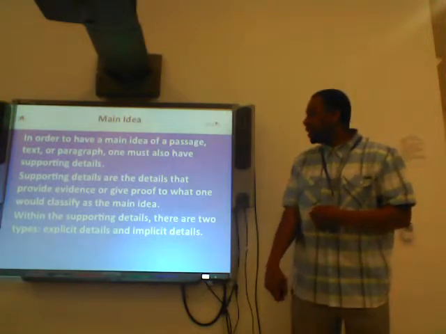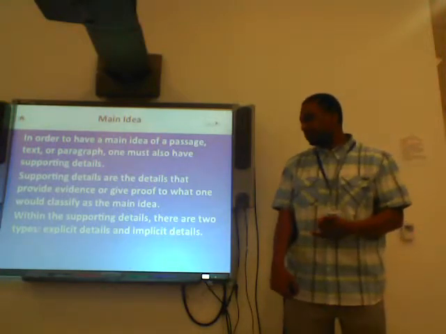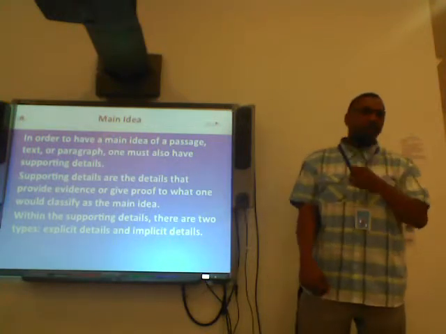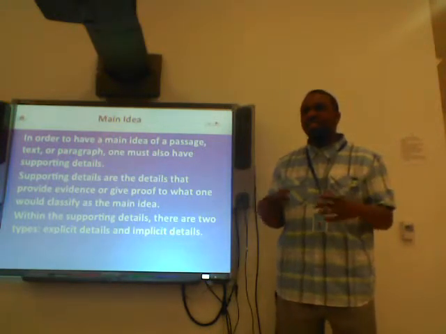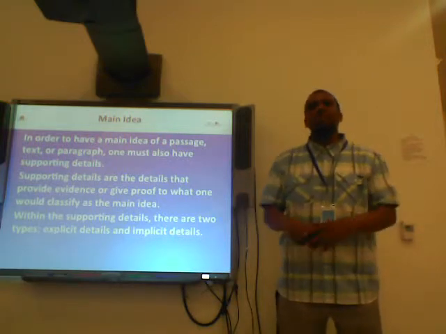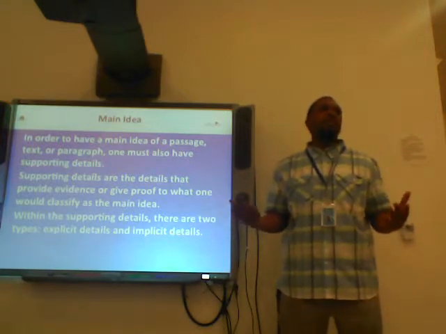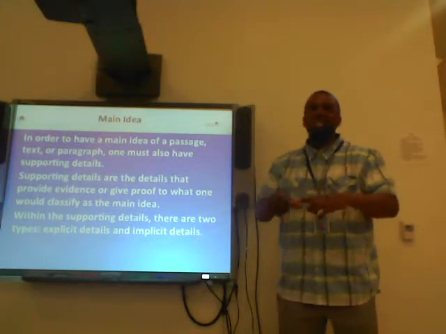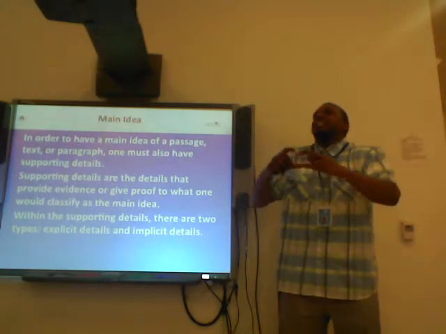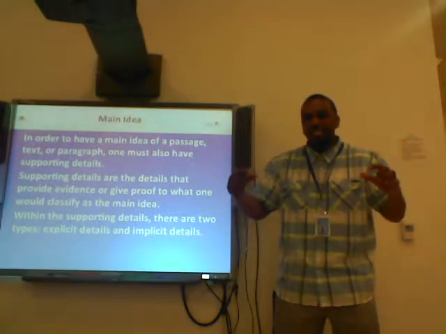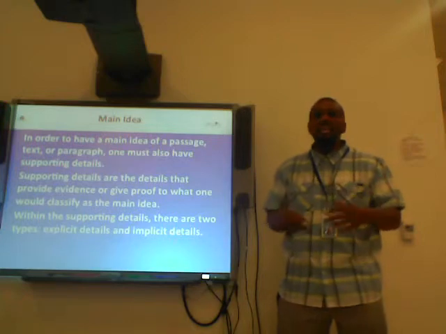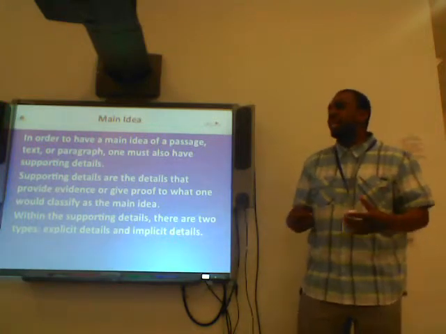So it says within the supporting details, there are two types: explicit and implicit. Now, whenever I talk about explicit, the first thing that always comes to students' minds is what? When I say the term explicit, you automatically think about what? A song. Because on the beginning of a song, on a CD case, or when you're downloading it, it'll say explicit lyrics. What does it mean when it says explicit lyrics? Cursing, profanity, a lot of sexual, inappropriate things.